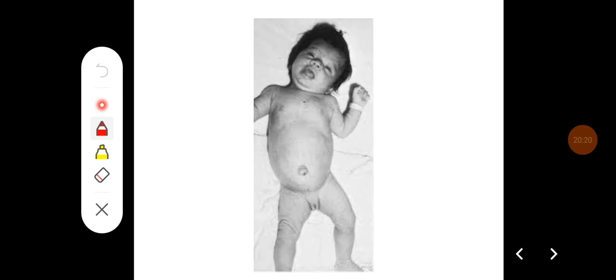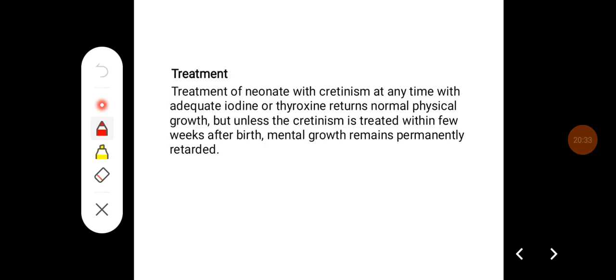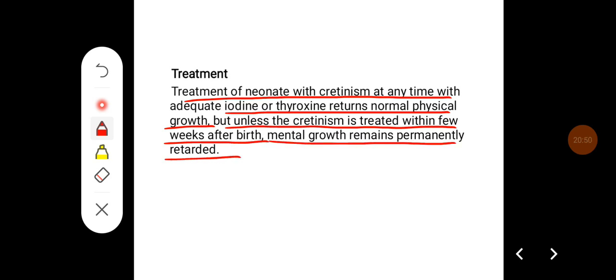So this is how a cretin looks, where the musculoskeletal growth retards. There will be pot belly, frontal bossing, and the child is mentally retarded. Treatment of the neonate with cretinism at any time with adequate iodine or thyroxine returns normal physical growth. But unless the cretinism is treated within a few weeks after birth, mental growth remains permanently retarded.